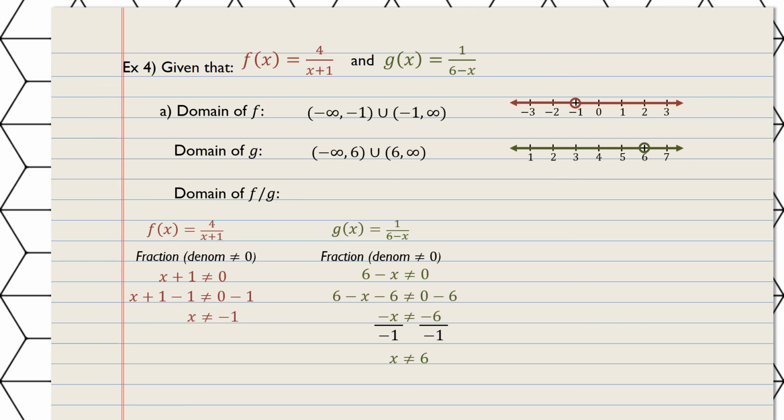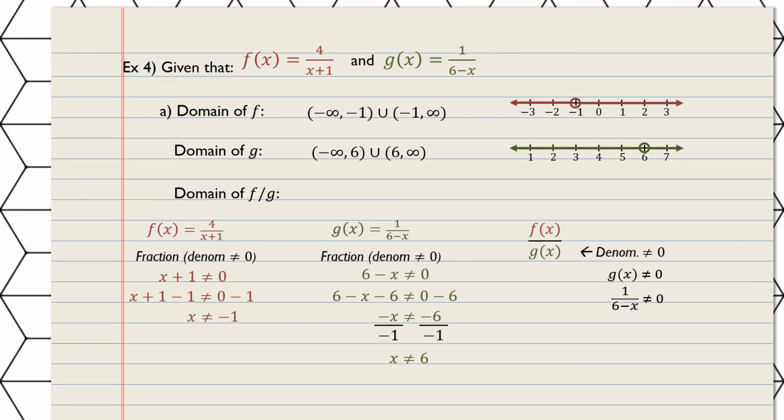Now we're being asked to find the domain of f divided by g. Now f divided by g, this is an operation which is always going to be the intersection of the two domains as long as the denominator will never equal 0. Well, f of x over g of x means the denominator, which in this case is the g function, cannot equal 0. Well, our g function is represented by 1 over 6 minus x.